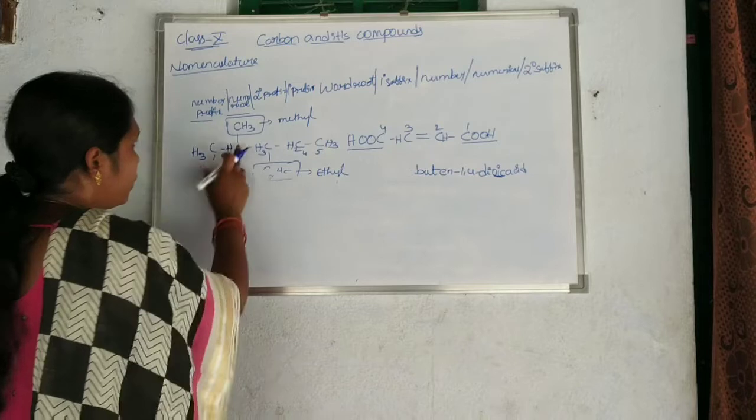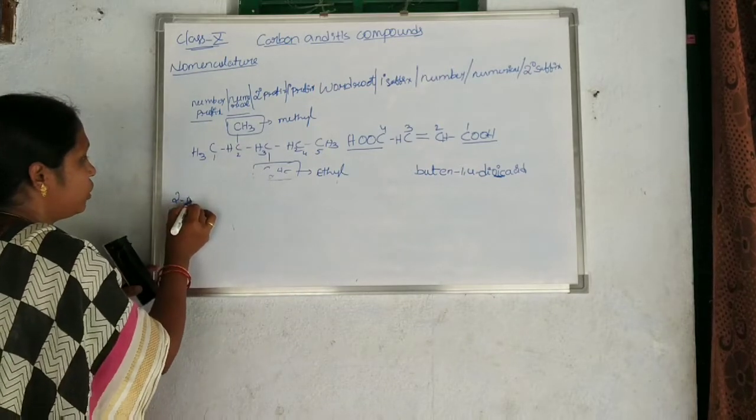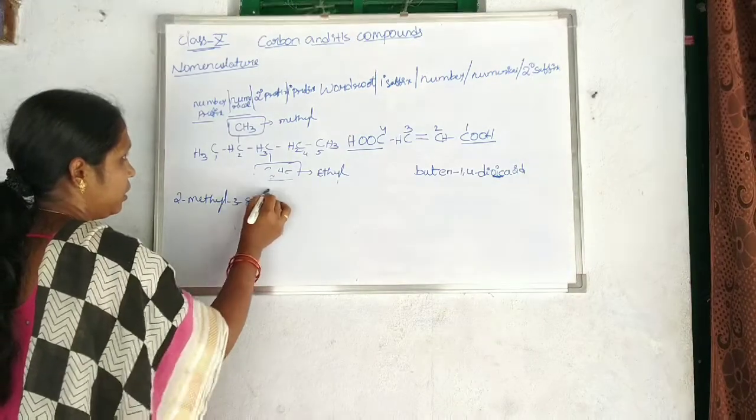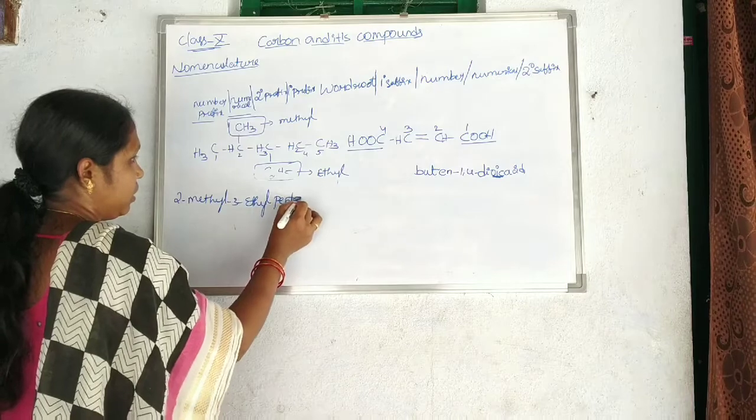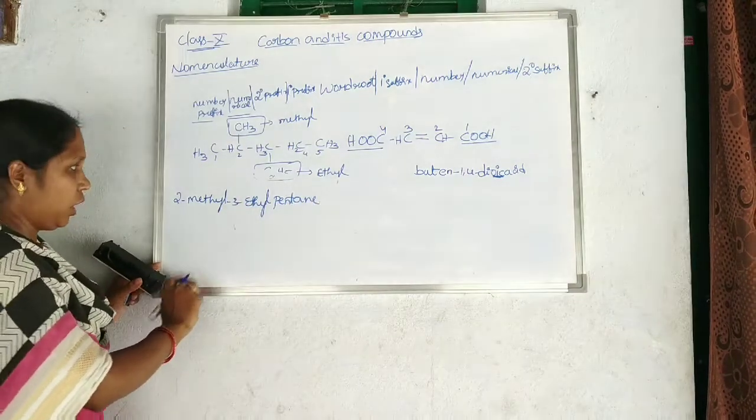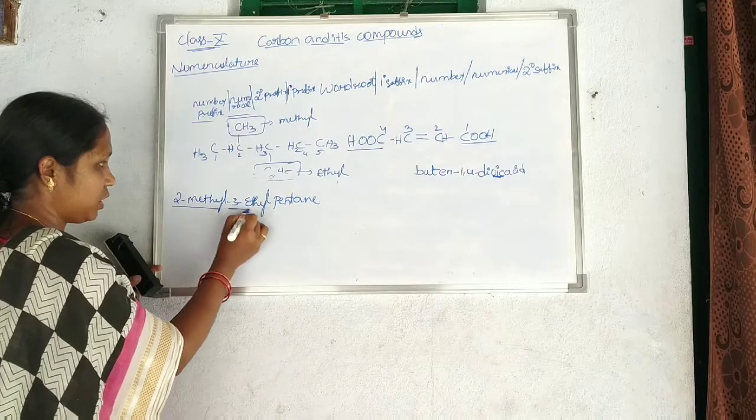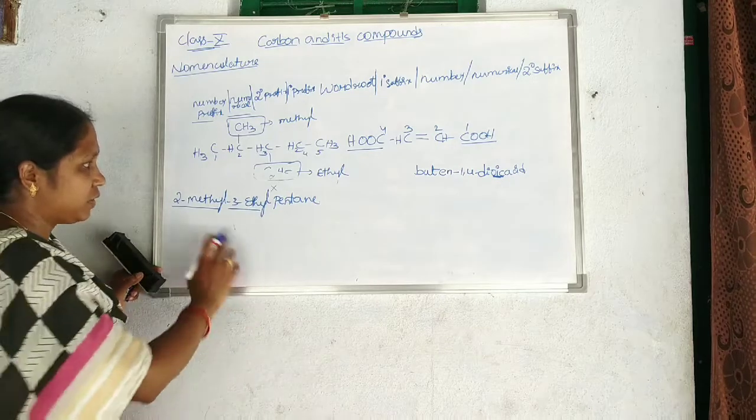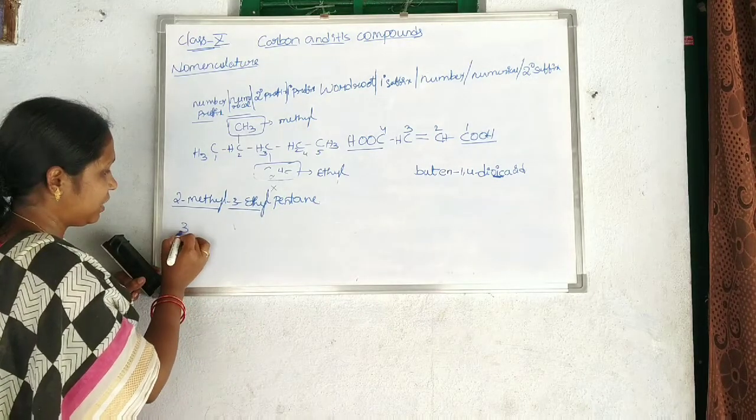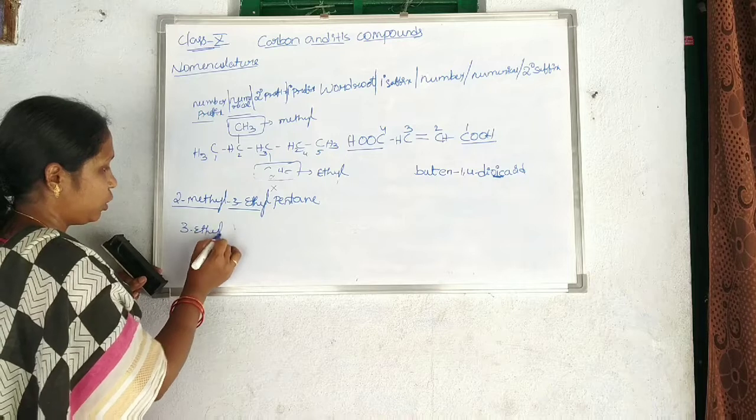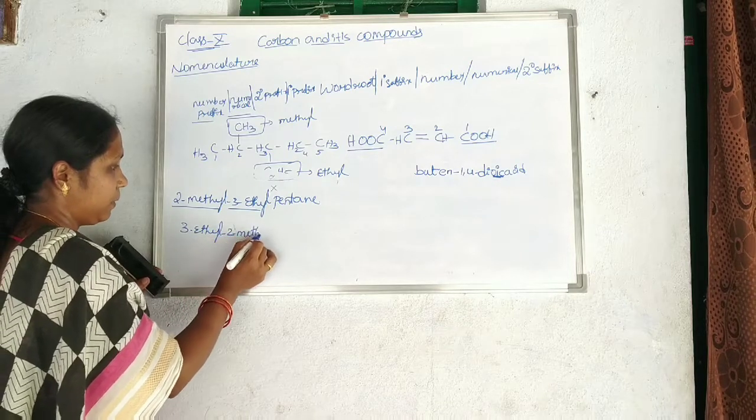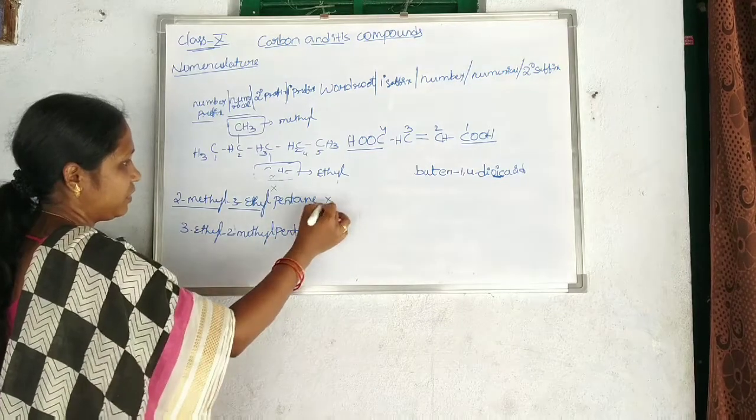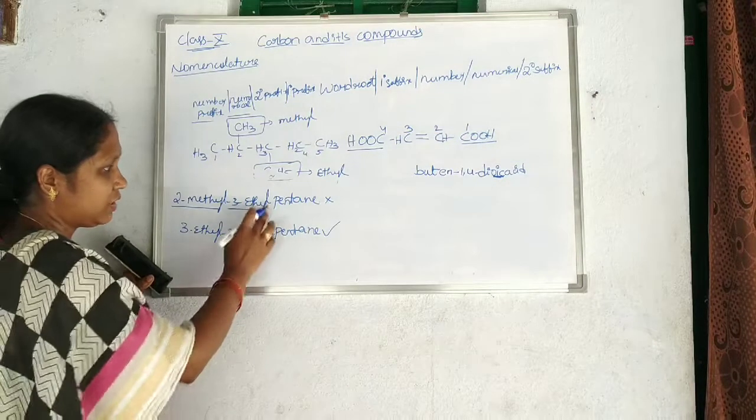Here we wrote the name 2 methyl, 3 ethyl pentane. Is it right to write 2 methyl first and 3 ethyl after? No, this is wrong. So we will write 3 ethyl, 2 methyl pentane. That is the right one, the other is a wrong name. Why is one right and the other wrong?